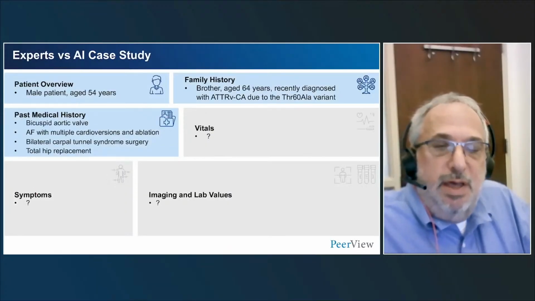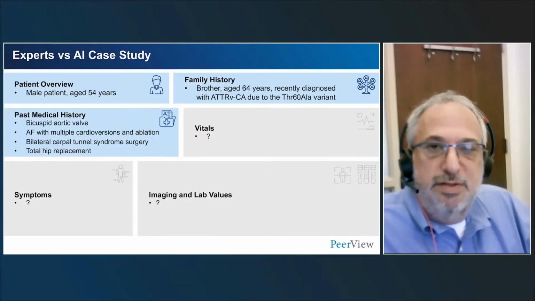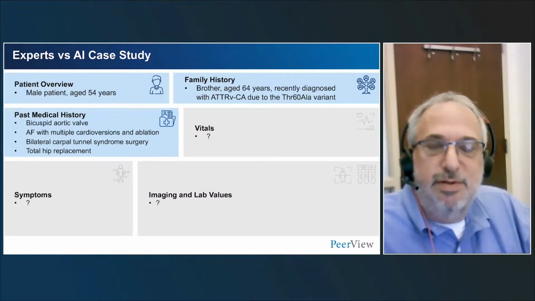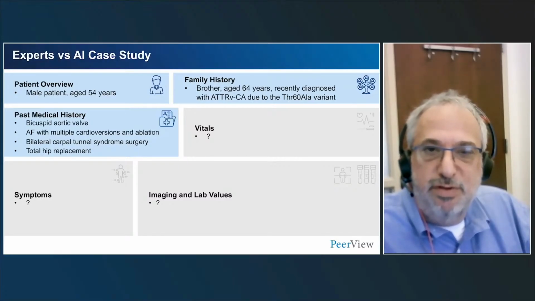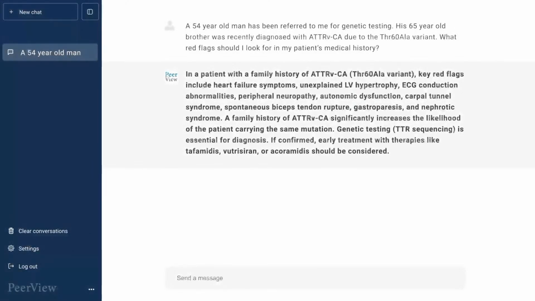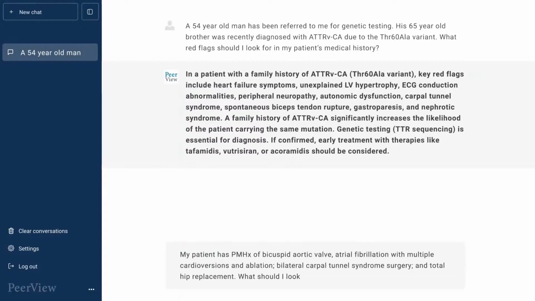So this patient, actually, we'll put into the chatbot, has a history of bicuspid aortic valve, has concomitant atrial fibrillation, and multiple cardioversions and ablation. So, certainly a pretty significant cardiac history. Has bilateral carpal tunnel syndrome surgery and had hip replacement. So we asked the chatbots what we should do during the review of systems. So you were putting the clinical information into the chatbot, asking for what would be a good review of symptoms.